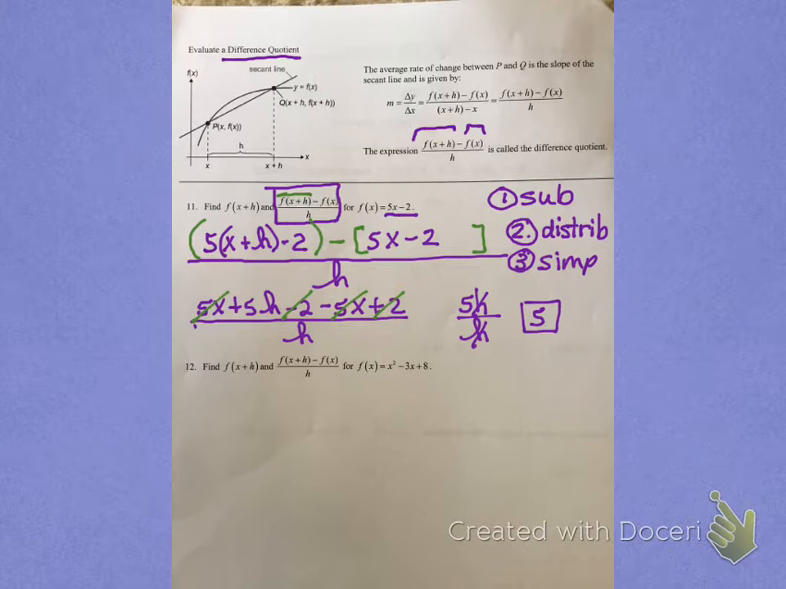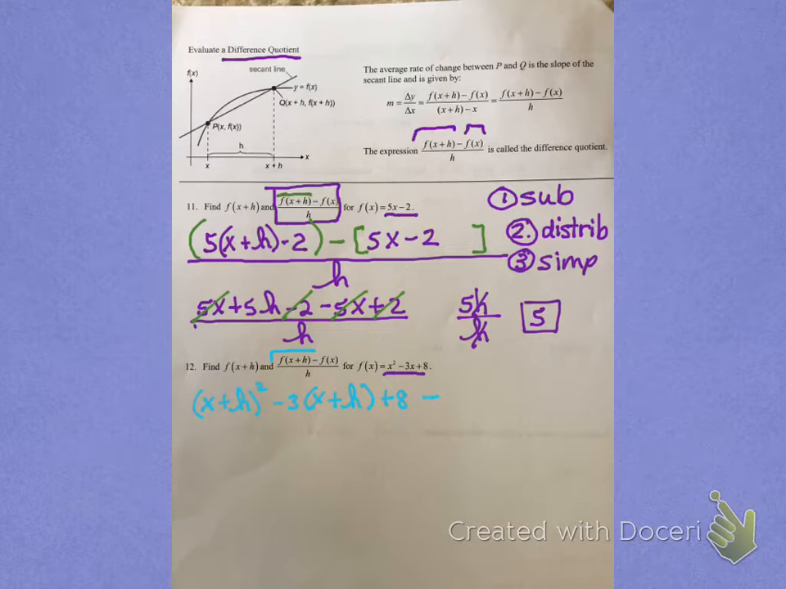Okay, let's try this second one down here, and you'll notice this time my f of x is not just 2 terms, it's 3. And I also have the square. So again, I'm going to start off with the very first part, and I'm going to plug in x plus h wherever I have x. So here we go. That is going to be x plus h, quantity squared, minus 3 times x plus h. That blue is really light. And then plus 8.